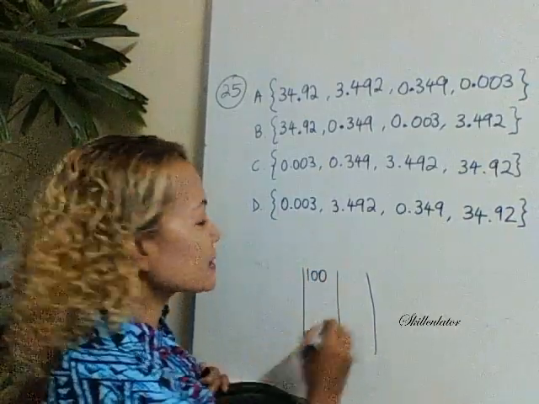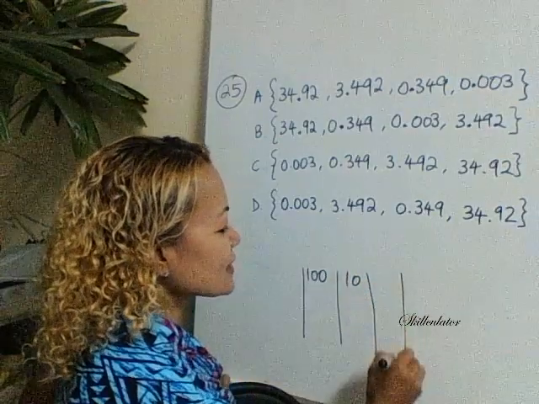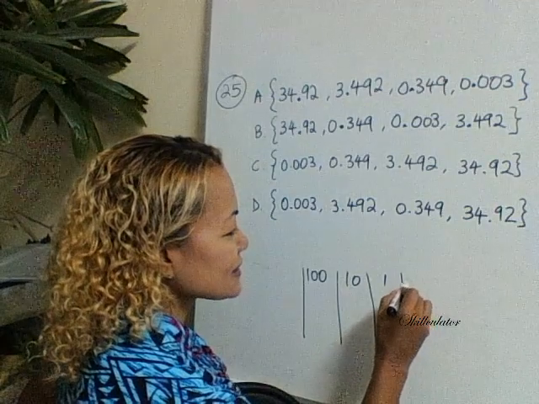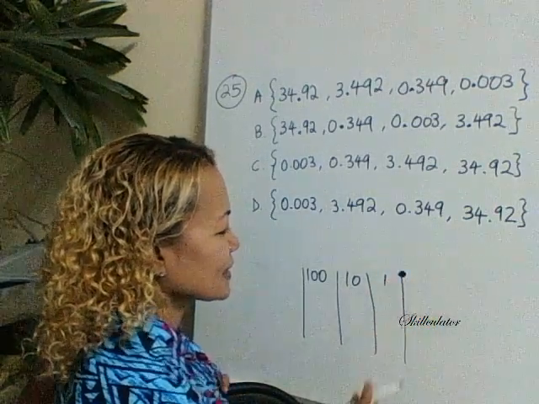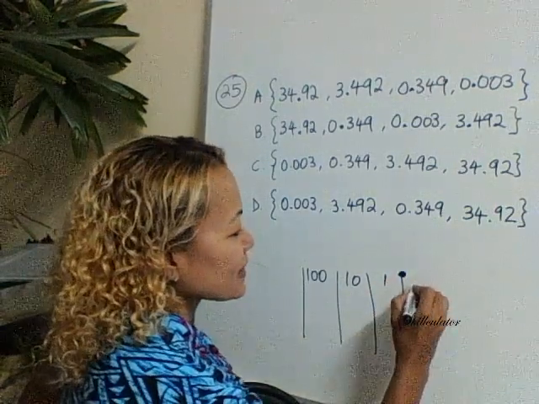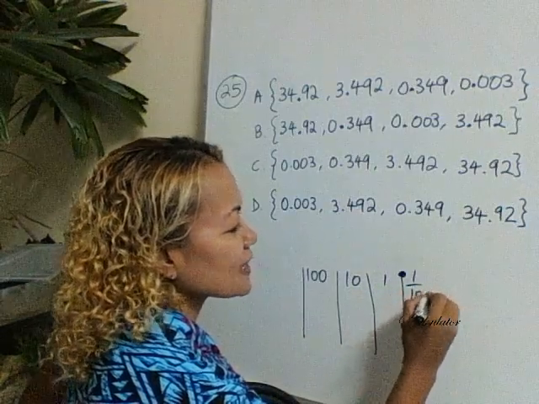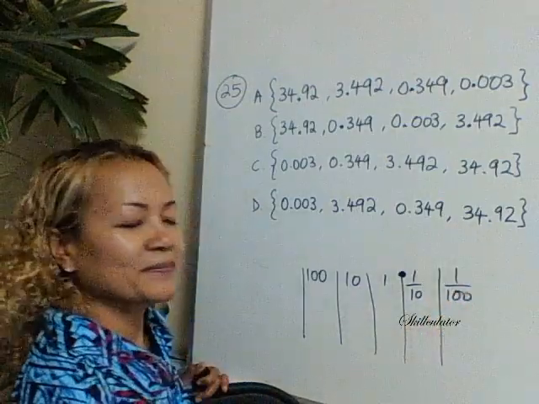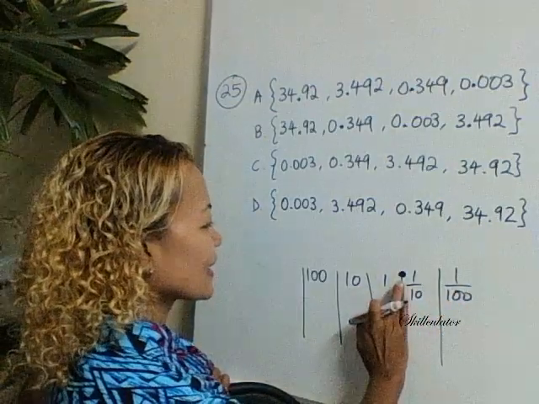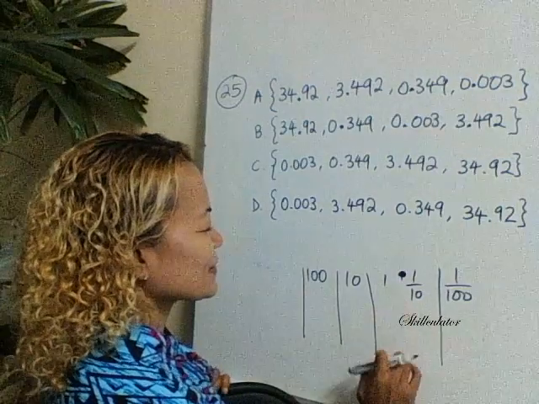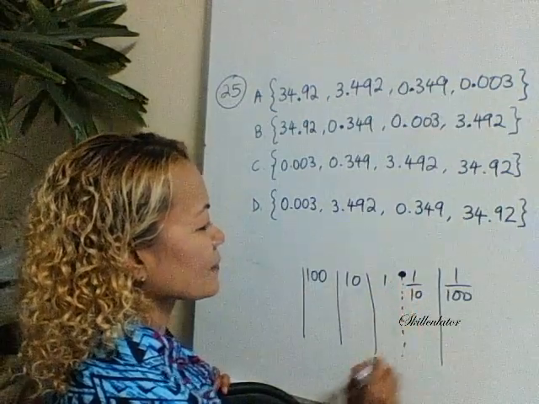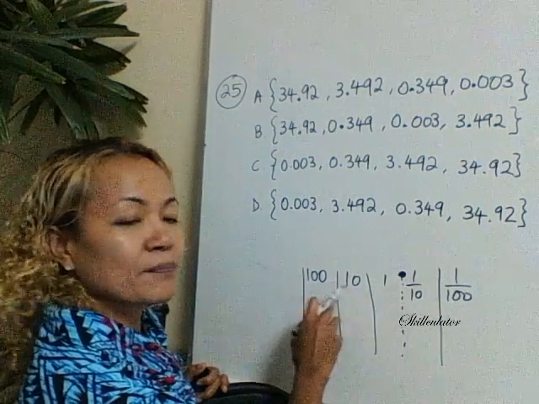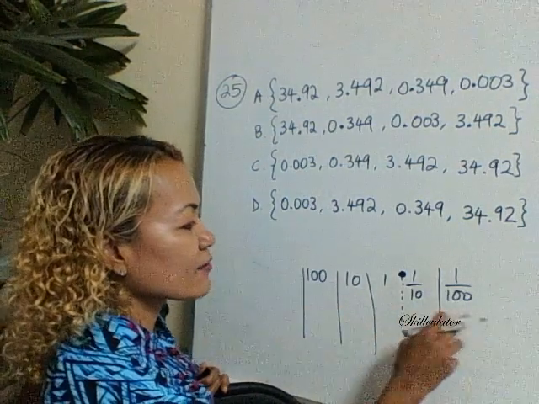First you have your hundreds, then you have your tens, then you have your ones, then you have the decimal place, which is here. And then after that, you have the tenths, that is the 1 over 10. Then you have the hundredths, 1 over 100. Okay? I'll put the decimal place. Right. So if you have numbers over here, they make the number bigger than if you have numbers over this side.